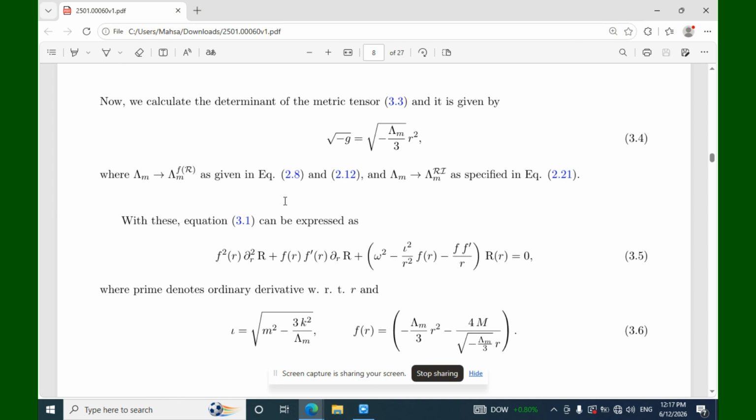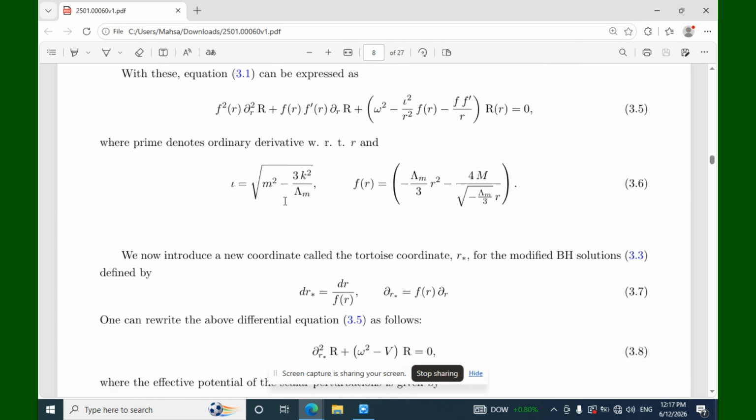With these, equation 3.1 can be expressed as f squared of r times the second derivative of R, plus f(r) f prime of r times the derivative of R, plus omega squared minus a term in r squared divided by r squared, times R, is equal to 0, where prime denotes the ordinary derivative with respect to r, and f(r) is equal to minus m divided by 3 r squared minus 4m divided by square root of minus im divided by 3 r.